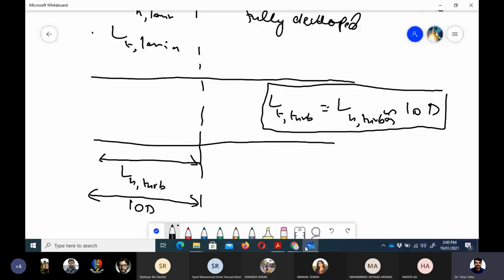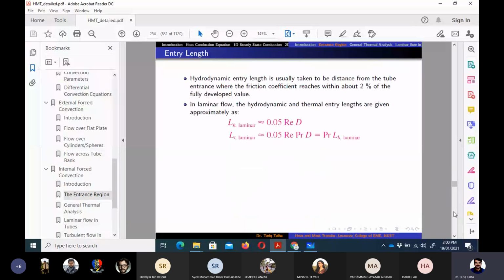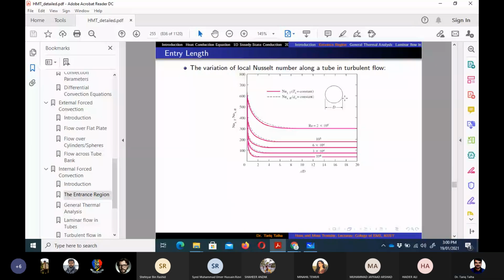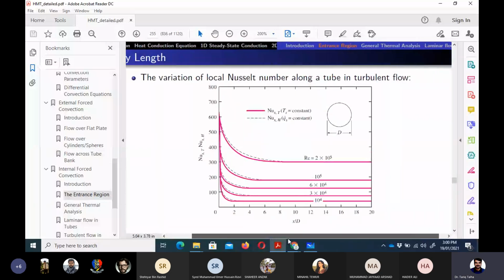If I show you the diagram for the Nusselt number, just a minute. Here in the diagram, let me make it a little bit more zoomed in. Now you can see that we have the Nusselt number for two boundary conditions.